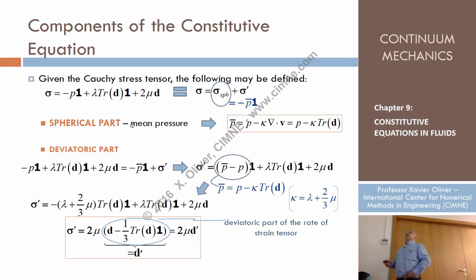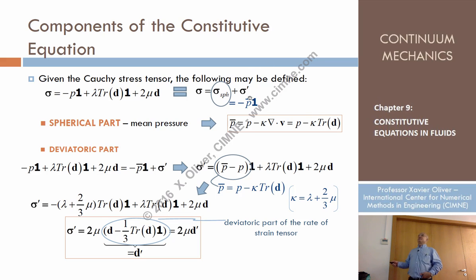So, the relation of the spherical part of the stress tensor, characterized by the mean pressure, and some velocity scalar measure is that the mean pressure equals the thermodynamic pressure minus K trace of D.